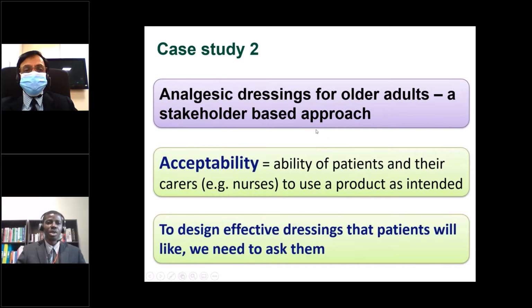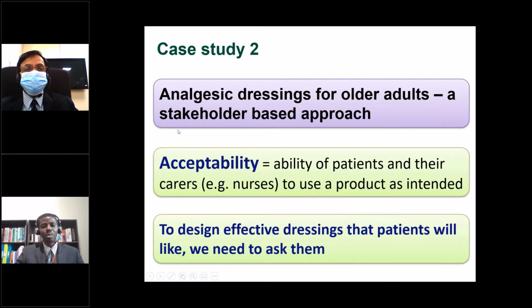Here, we are trying to produce analgesic dressings for older adults, but instead of just rushing to make the dressing, we use what we call a stakeholder-based approach. So I linked up with our department that has nurses who have a lot of experience dealing with patients from a sociological point of view as well.